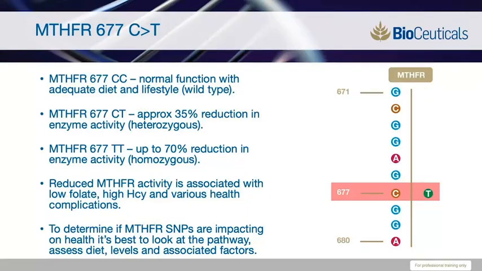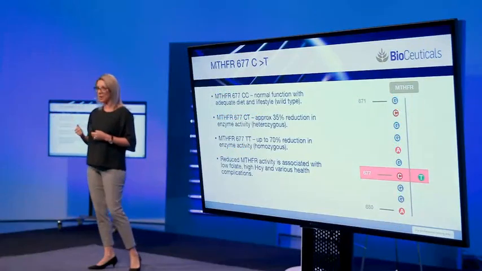So just focusing on the 677, it's the CC that is the normal, the wild type, that's associated with normal function of the enzyme. The CT, the heterozygous, one wild type and one variant, is associated with a 35% reduction in enzyme activity. And then the MTHFR TT, the homozygous, is associated with up to a 70% reduction in enzyme activity. I've already mentioned this in previous modules. So it's a significant impact on the enzyme.